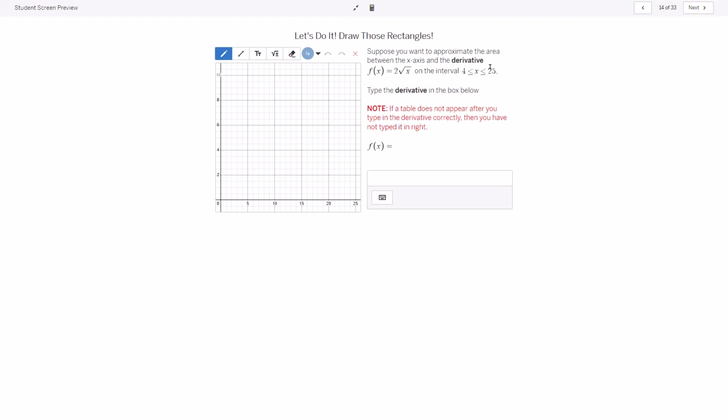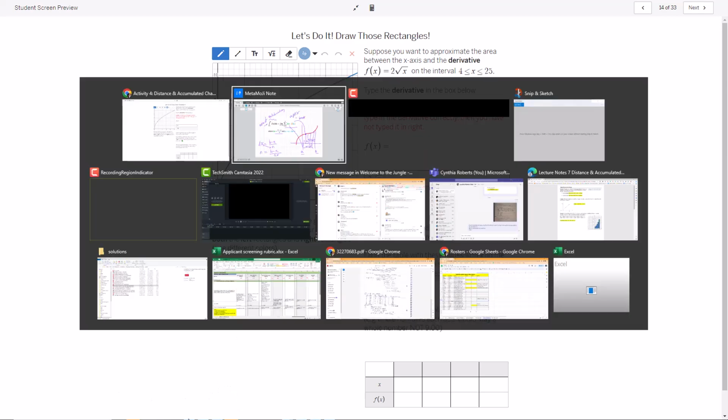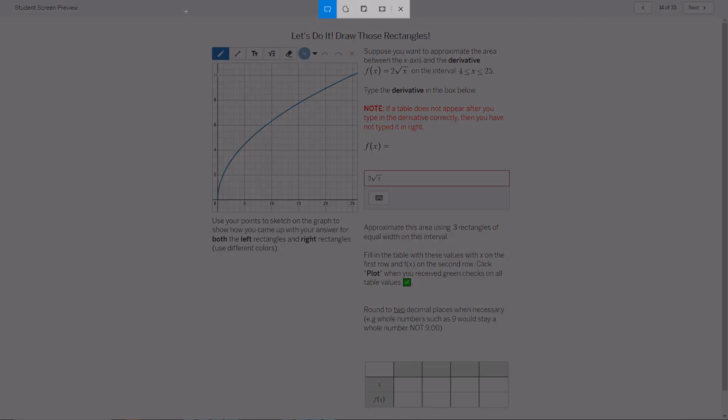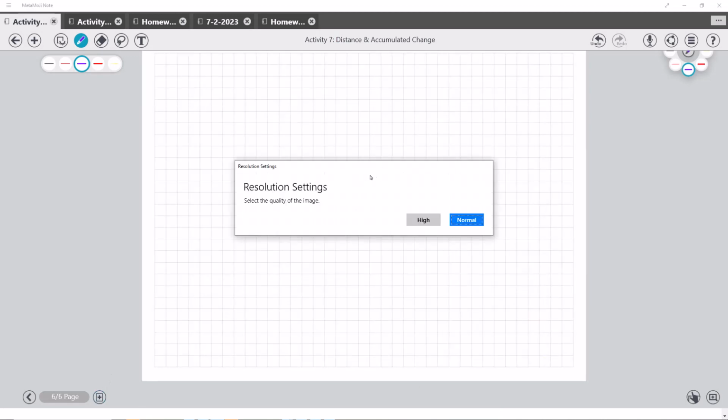All right, it says, suppose you want the approximate area between the x-axis and this derivative, which is... I am doing 2 square roots of x. If you can type that in, it will make all this stuff open. All right, so now from here, it's giving me all this information. And once again, I would like to screenshot this so I can write it out for you in a better picture.